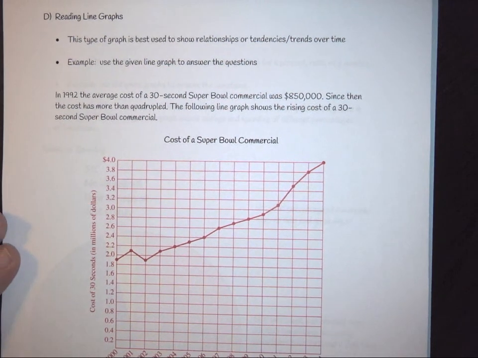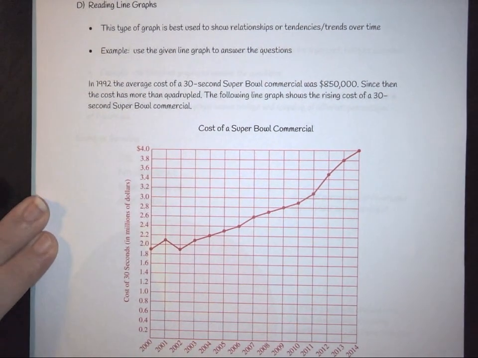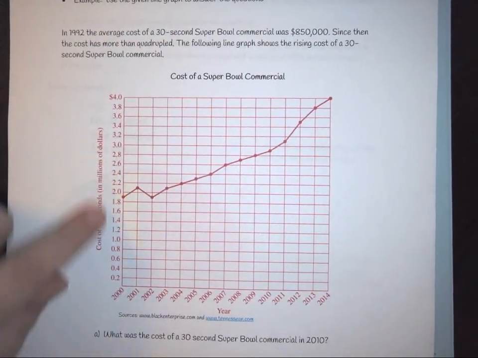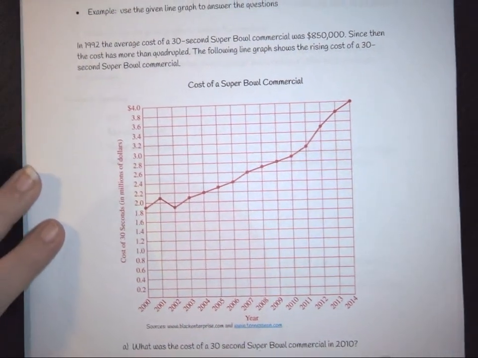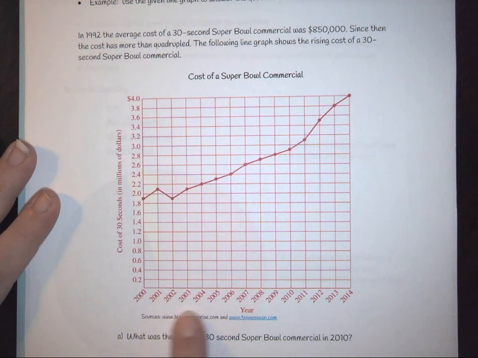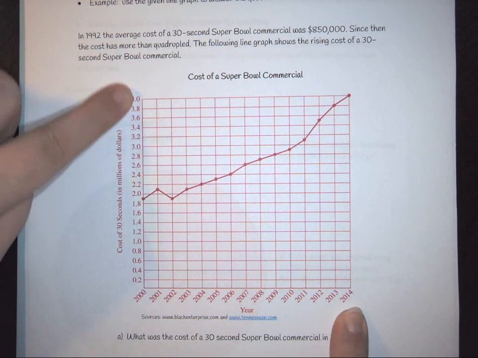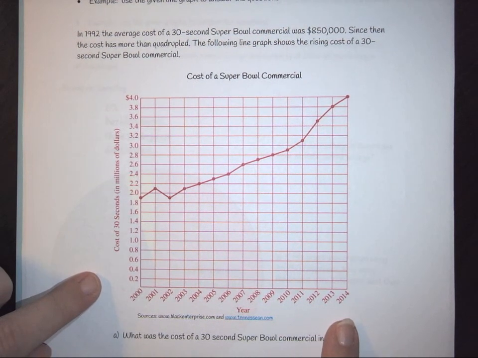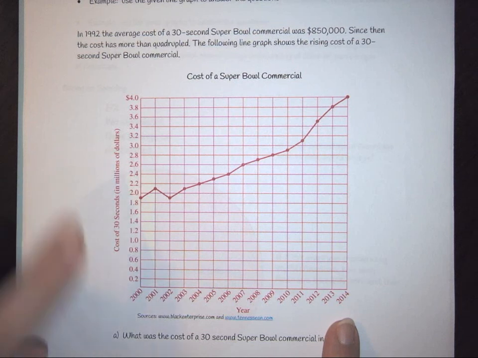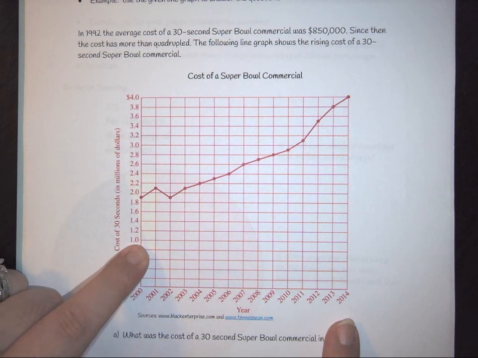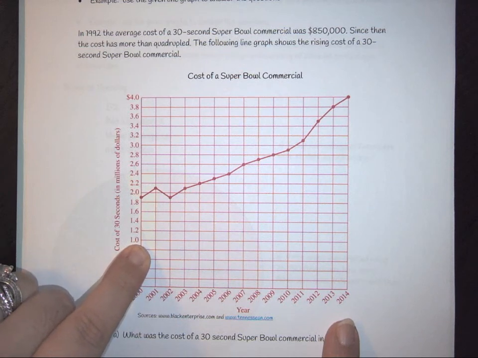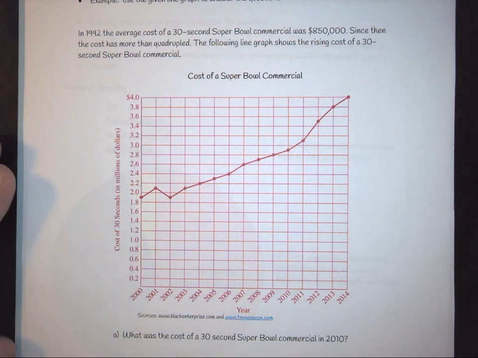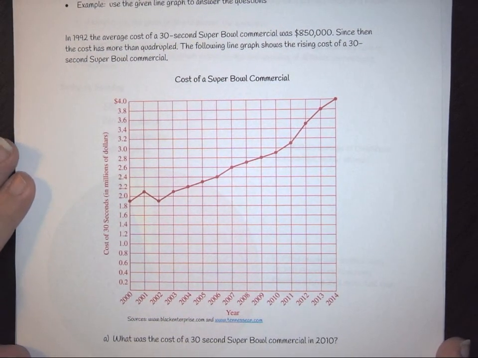Alright, another type of graph we have is line graph. So again, a line graph is showing you a relationship. So your relationship is between whatever your y-axis is and your x-axis. So in this particular graph, notice my x-axis is talking about years and my y-axis is talking about how much it cost for a 30-second commercial. And remember, this is in millions of dollars. So when we look here at, say, 1.0, this would be $1 million. 0.8 would be like saying 800,000. Okay, so keep your units, be aware of your units.